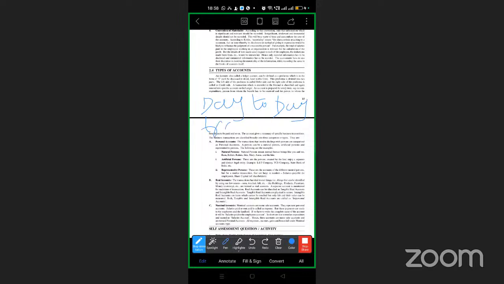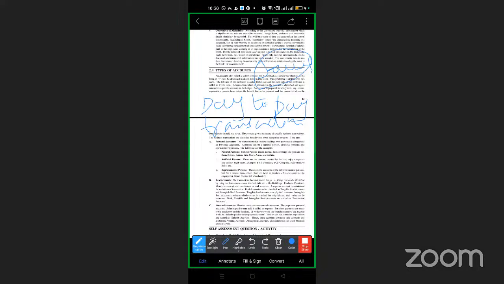Day-to-day transactions of the business are recorded in a book. Day-to-day transactions or activities of a business are recorded in a book, and that recording is called a journal. How to write this journal is what we are going to understand now.